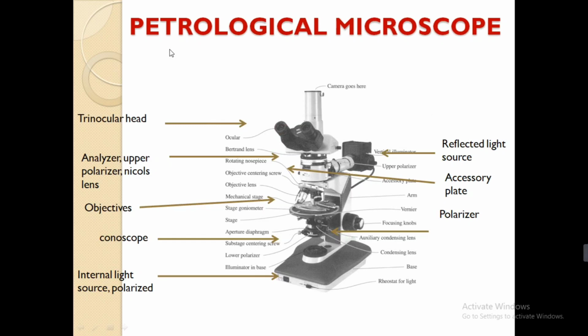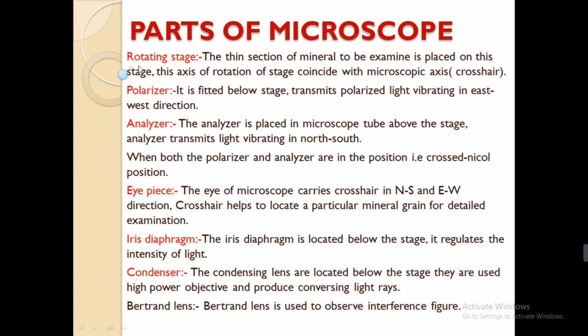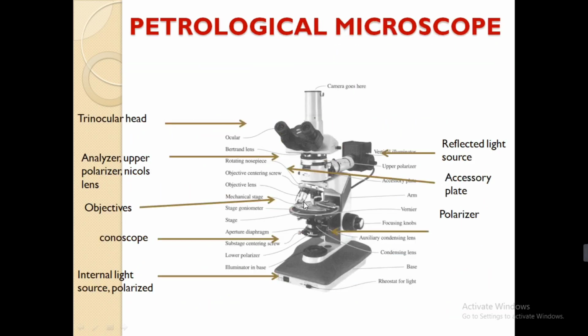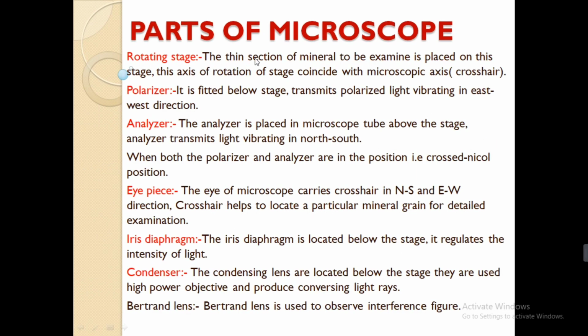Now this is the figure of the petrological microscope. This is the trinocular head, analyzer and upper polarizer, objectives, conoscope, internal light source, that is reflected light source, accessory plate slot and polarizer. Now these are the parts. Rotating stage. This is the rotating stage. The thin section of the mineral to be examined is placed on its stage. The axis of rotation of the stage coincides with the microscope axis, that is the crosshair.